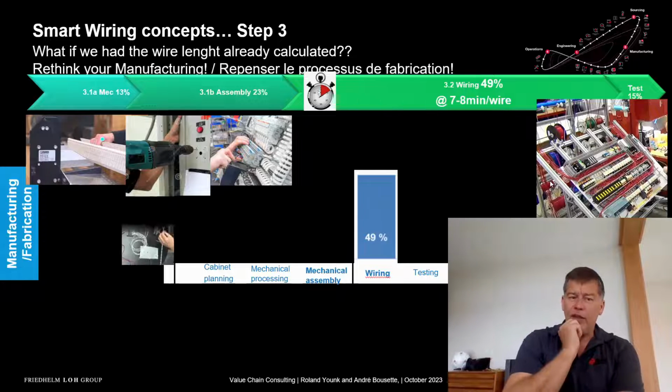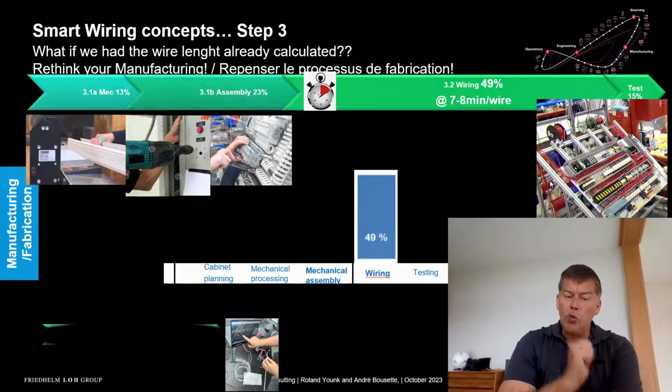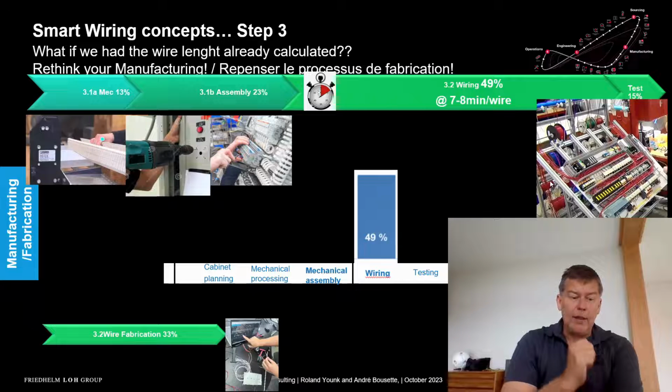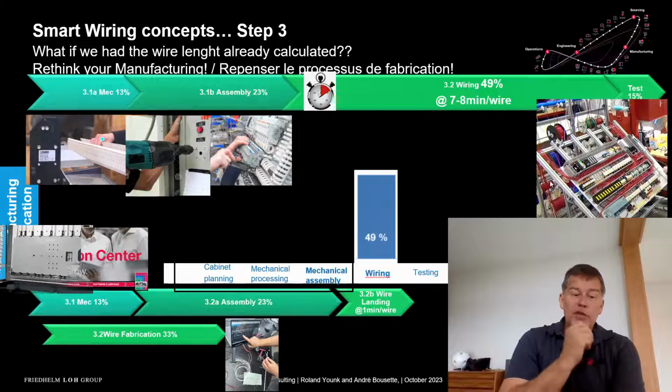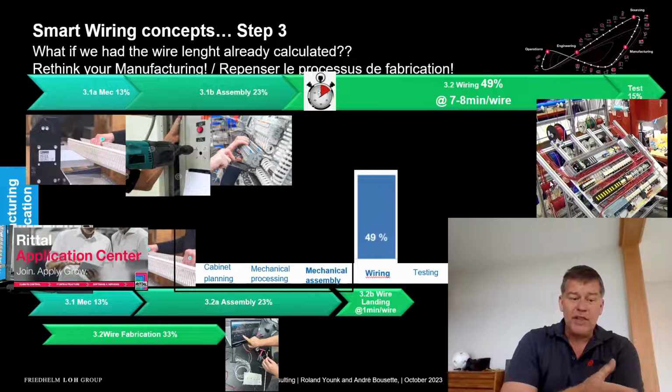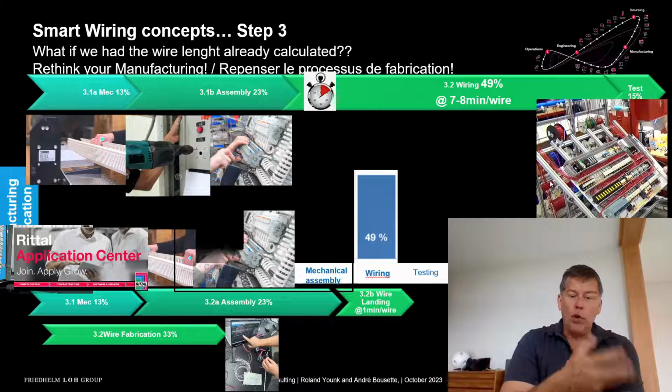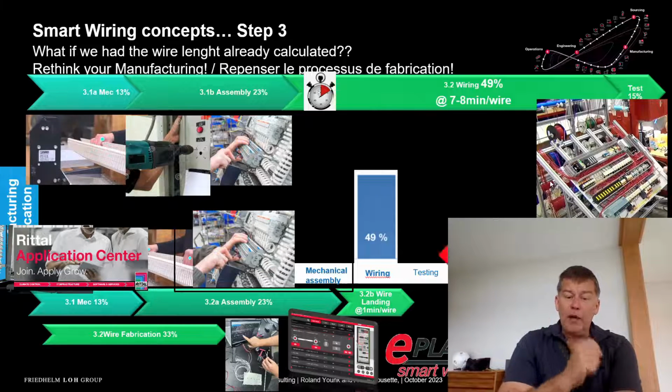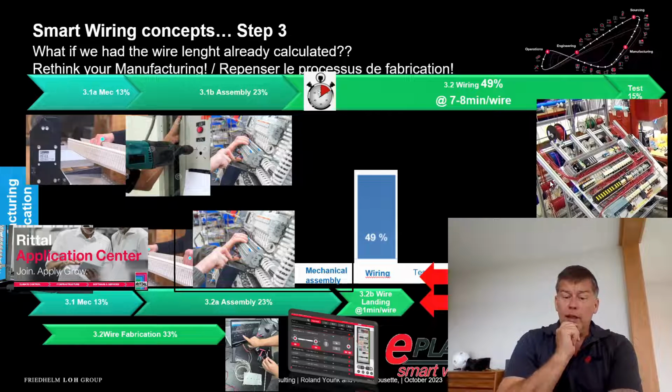Let's rethink the whole thing a little bit, okay? Let's fabricate the wires based on the length that we can provide to you. And of course, as the components come in, the panels get pre-drilled by the Rittal Application Center. We assemble the whole components, ducts, rails into the panel. We can start doing the wiring, and this time at the rate of 1 minute per wire.